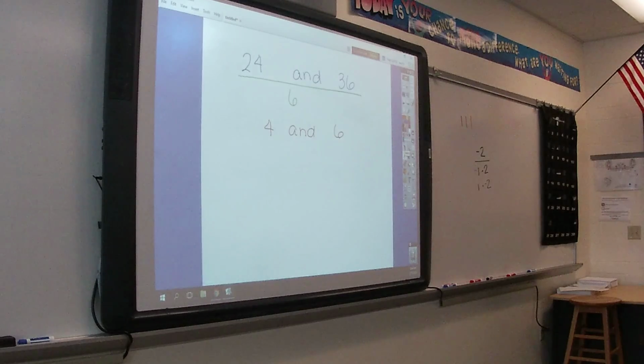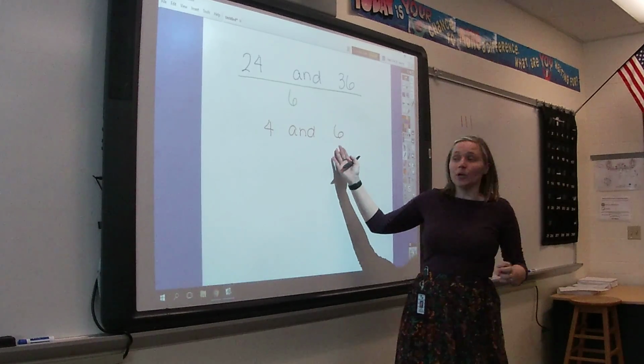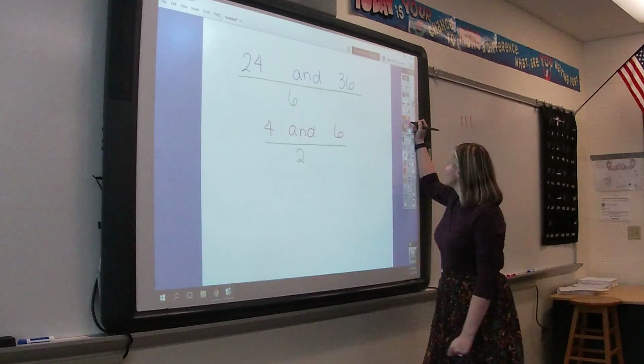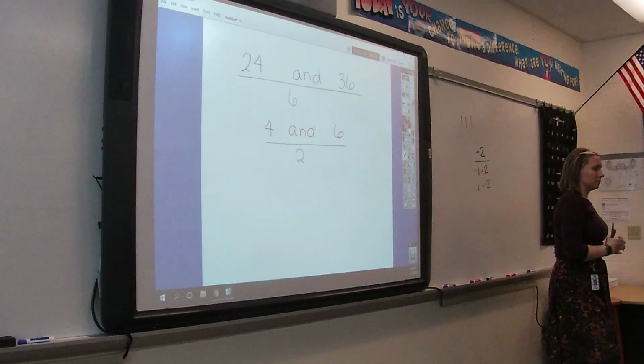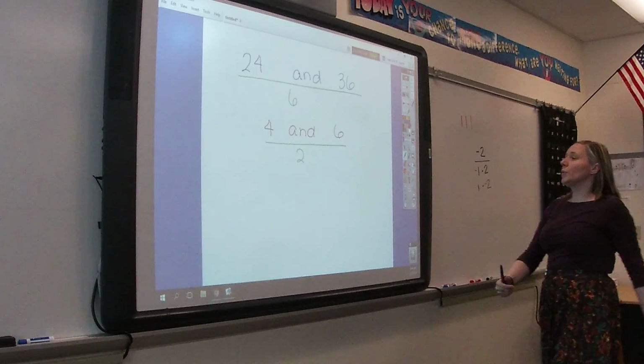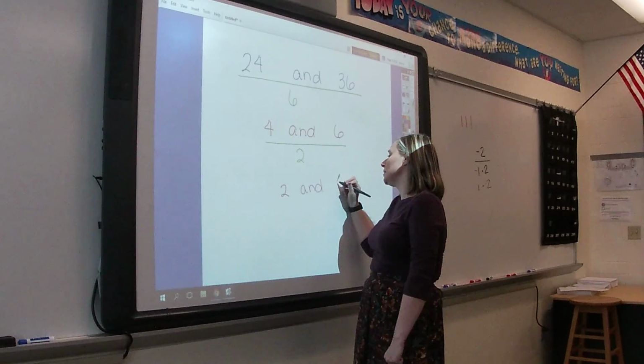Then we're going to do this again, the same process. What will go into 4 that will also go into 6? 2. So we're going to divide again. Justin, that's going to make me crazy. We're going to divide them both. 4 divided by 2 is 2. 6 divided by 2 is 3.